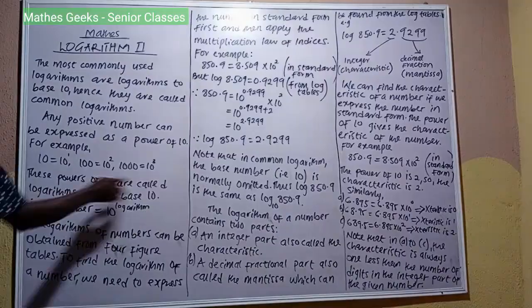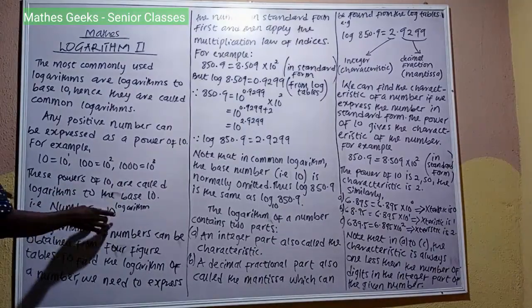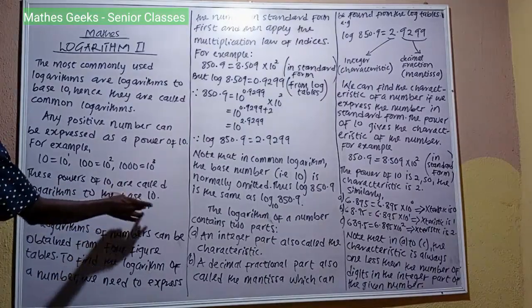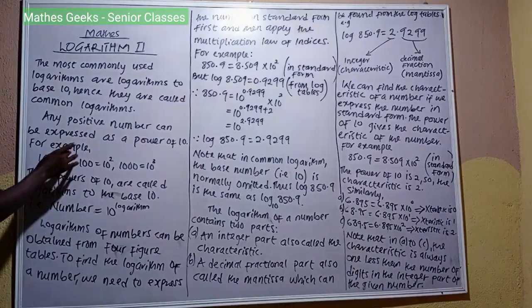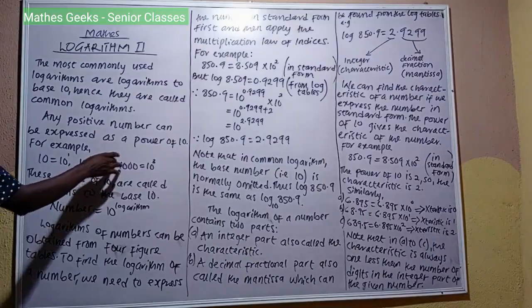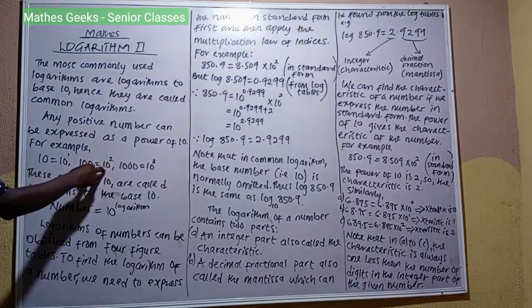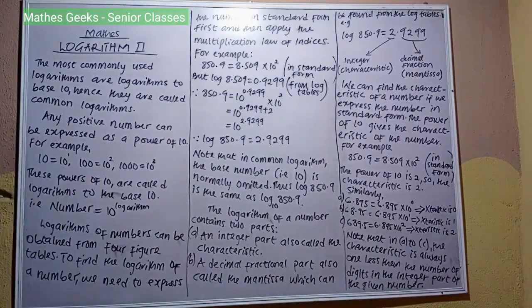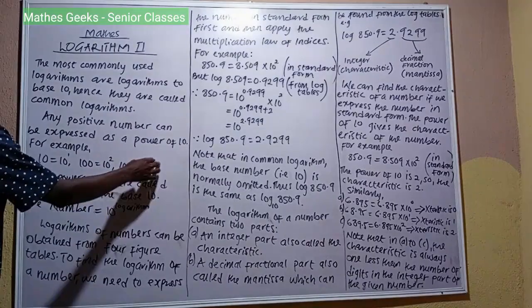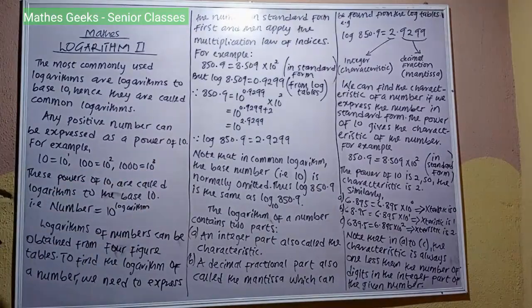So, to the base 10, the number is equal to 10, and then the power is the logarithm. So the logarithm of 10 to base 10 is 1. The logarithm of 100 to the base 10 is equal to 2. And the logarithm of 1000 to the base 10 is equal to 3.